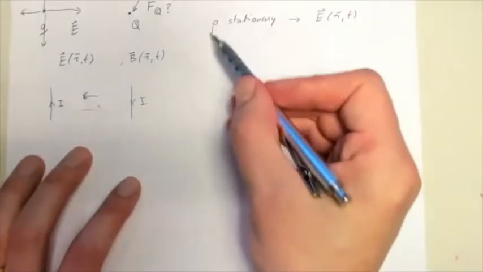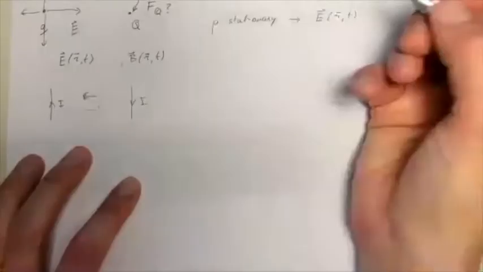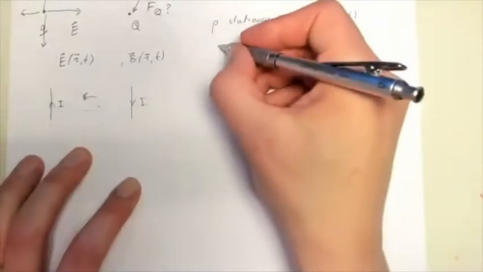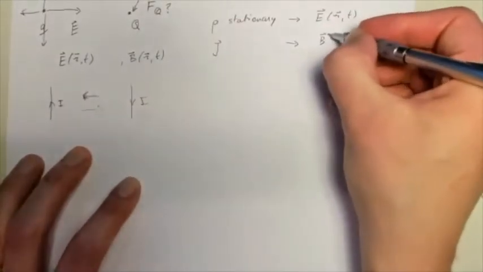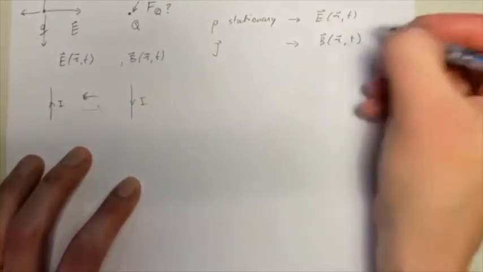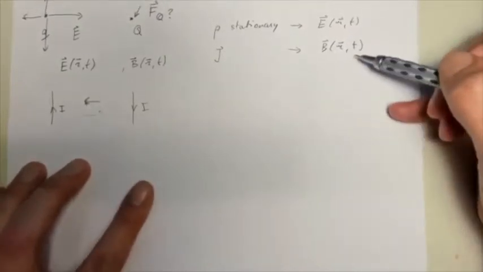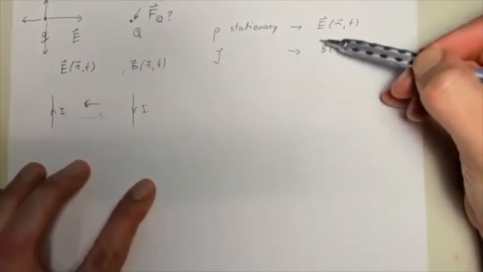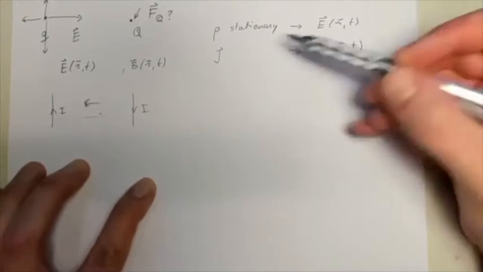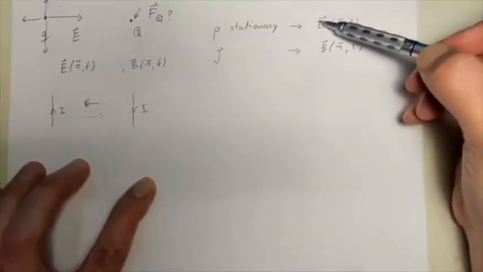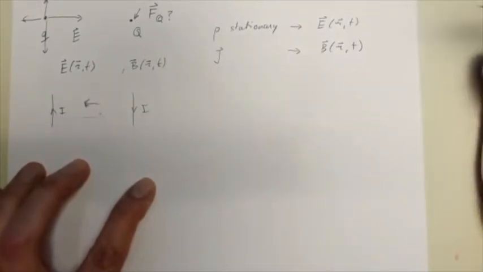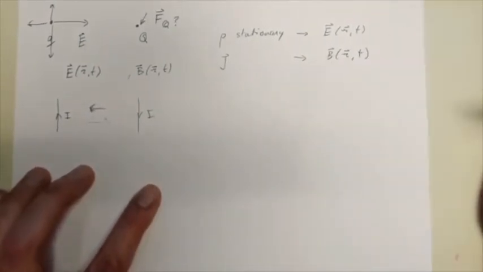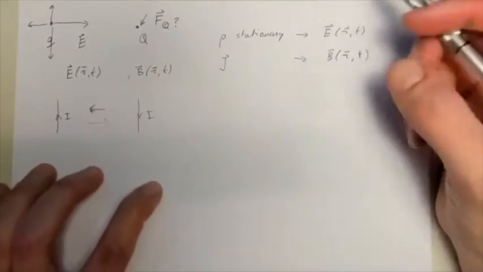Now, if you don't have a rho that is stationary, but instead you have a rho that is moving, so therefore you get some kind of a current density, then you get a magnetic field. Now, this should already tell you that B is a purely relativistic phenomenon, right? Because if you have a stationary charge, it's E, and then when you start moving it and there's no other charges, now you all of a sudden get a B field. That means that it has to do with the fact that this thing is moving.